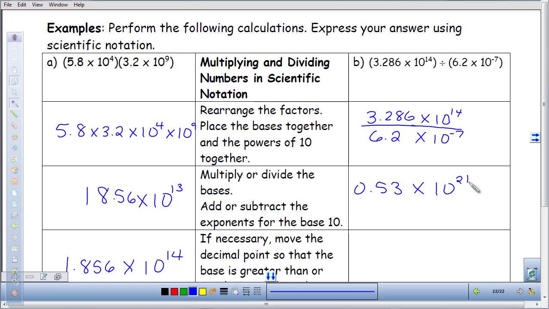Okay. Now I say, okay, well, this is not the base that I need. I need this base to be between 1 and 10. So we get 5.3. But to get back to this, I need my decimal point to go which way? To the left, 1 to the left. So we're going to subtract 1. So we get 10 to the 20th. Okay.